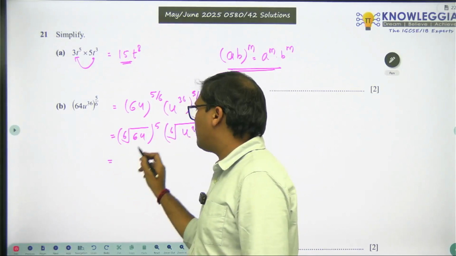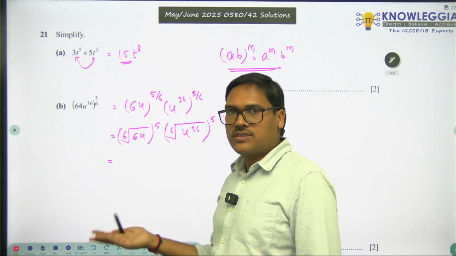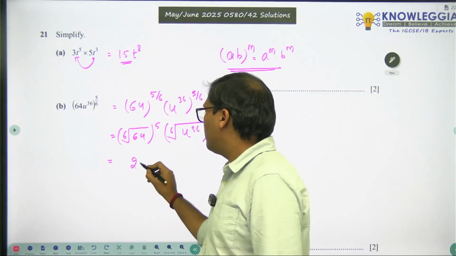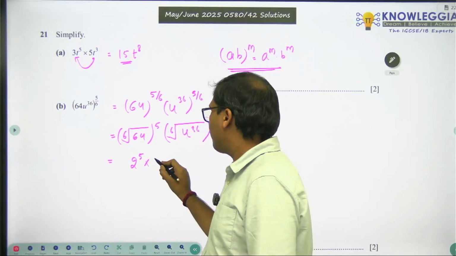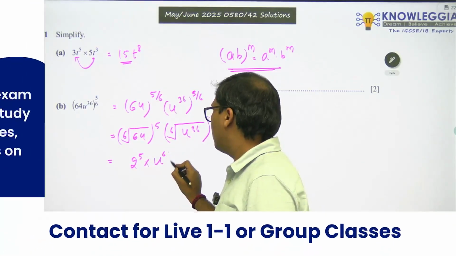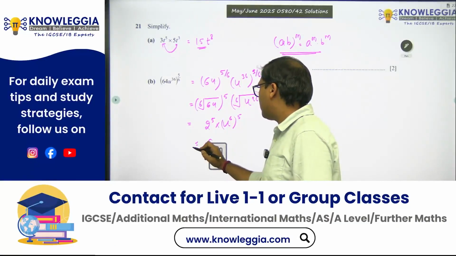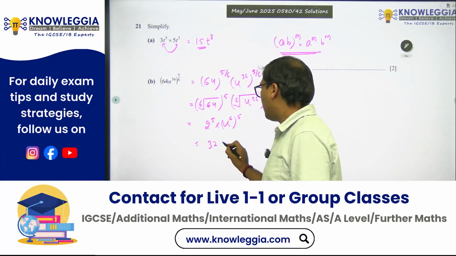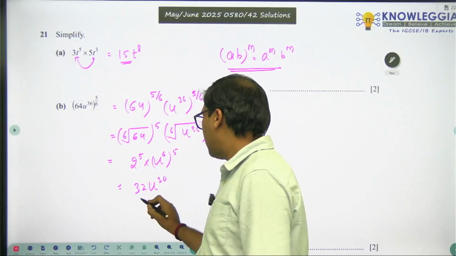What is the sixth root of 64? You can see 2 raised to 6 is 64. So this is 2 raised to 5 multiplied with u raised to 6, raised to 5. 2 raised to 5 is 32, and this is u raised to 30. That is the answer.